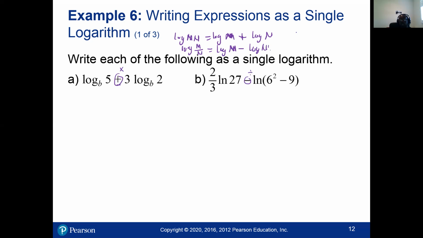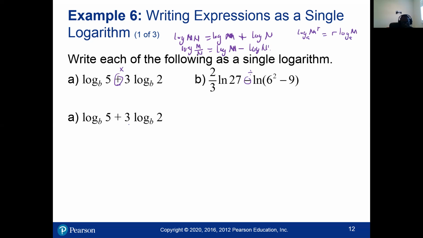But we don't have to forget this property too. That says log of m raised to r, base a, or whatever base, is equal to r times log m, base a. Okay, so if you have that, let's see the first one.